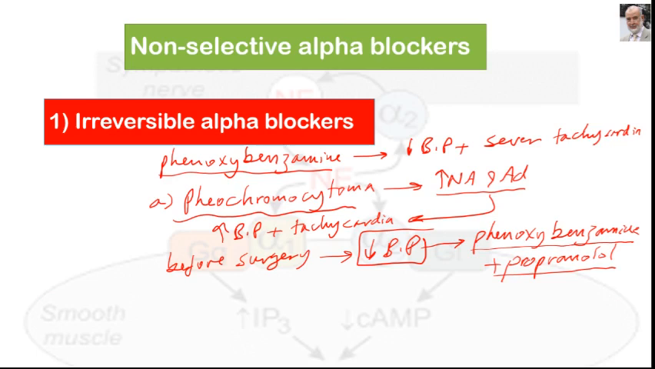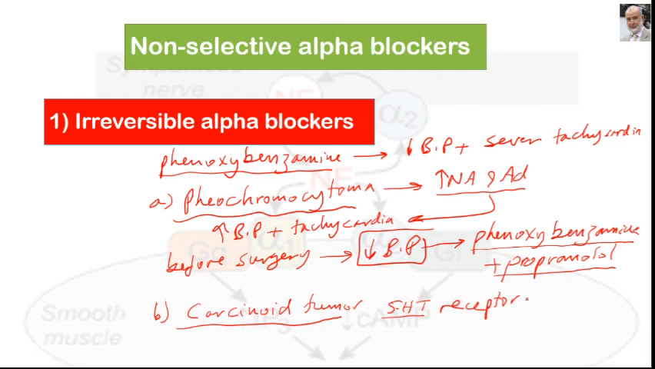The second use of phenoxybenzamine is in carcinoid tumor of the GIT. Its use in carcinoid tumor is because it can block 5-HT receptors. They have found that phenoxybenzamine, besides blocking adrenergic receptors, can block the 5-HT receptor. In carcinoid tumor, usually there is an increased production of 5-HT from the cancer cells of the GIT. Okay, so this is the second use of phenoxybenzamine.